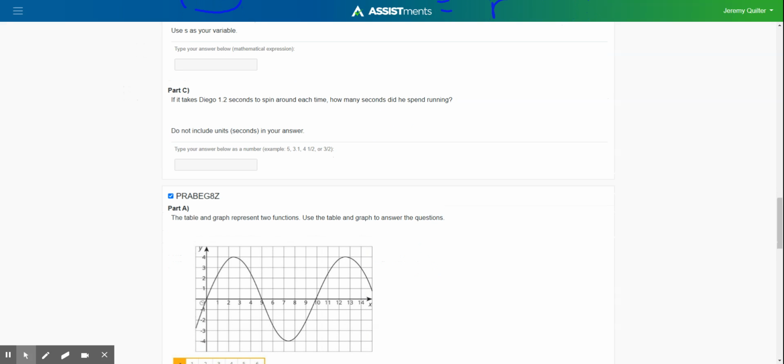If it takes Diego 1.2 seconds to spin around each time, how many seconds did he spend running? Well, then we need to consider how many spins he had. He had 6 spins, times the 1.2 seconds per spin, plus the amount of time that he spent running to the tree, would have to be equal to 21 total seconds, his spins plus the running.